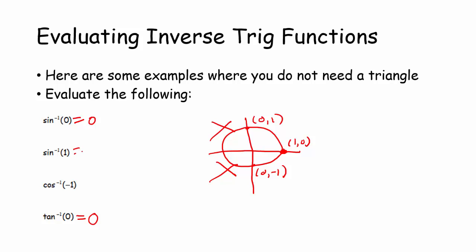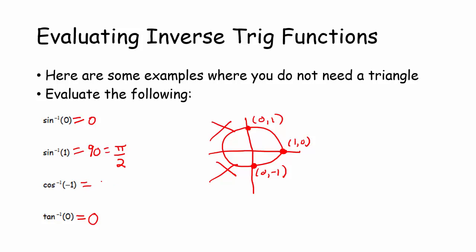So what about when the sine value is 1? Well, let's see here. Here the sine value is negative 1 at this point. Here the sine value is 0. Here the sine value is 1. So what's the corresponding angle? 90 degrees. Or if I'm answering in radians, pi over 2.